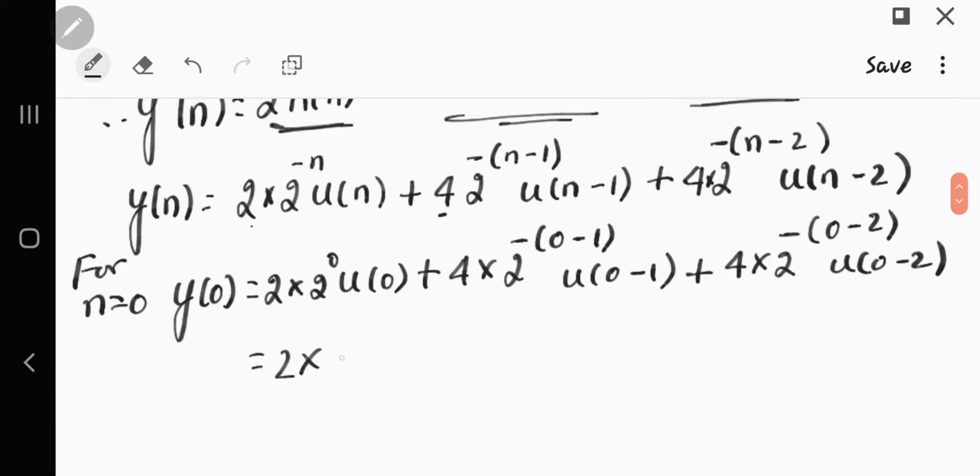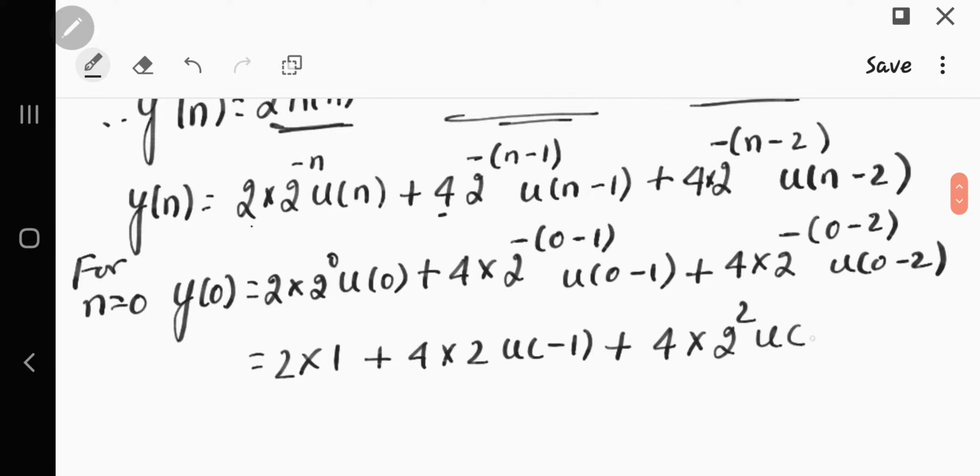So 2 into 1 here plus 4 into 2 to the power of minus, so 0 minus 1 is minus 1, minus into minus is plus. So that means 4 into 2, and here you can see this is u of minus 1. Again 4 into 2 to the power of plus 2 u of minus 2 here.